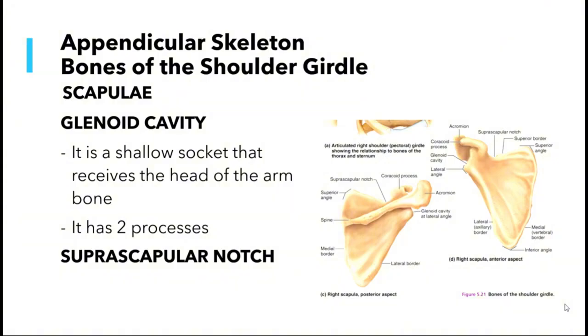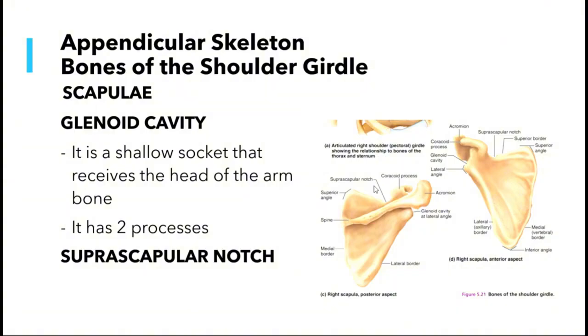So in your shoulder girdle, you have your scapulae, the glenoid cavity, and suprascapular notch. Okay. You also have the acromion. Okay. So this is your acromion. What is this? It is an enlarged lateral end of the spine of the scapula. You also have the coracoid process. This one, it is beak-like in shape which points laterally over the top of the shoulder and anchors some of the muscles of the arm.